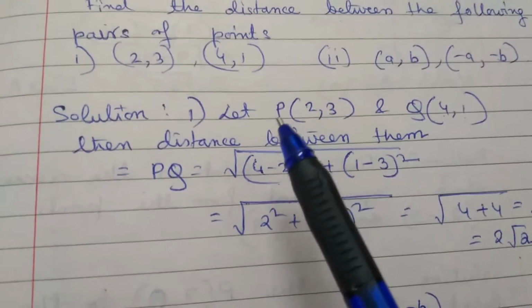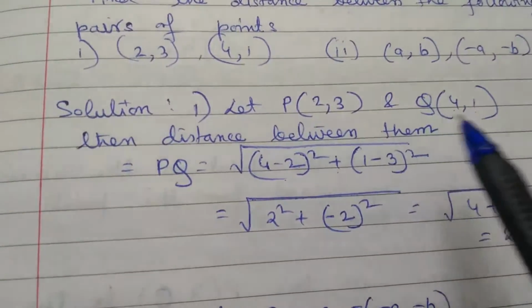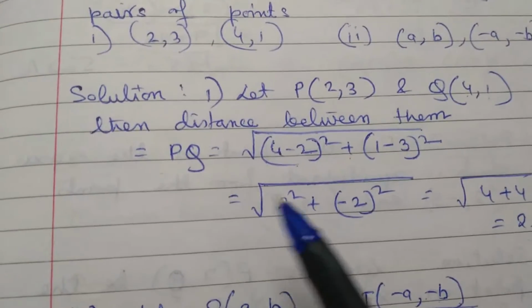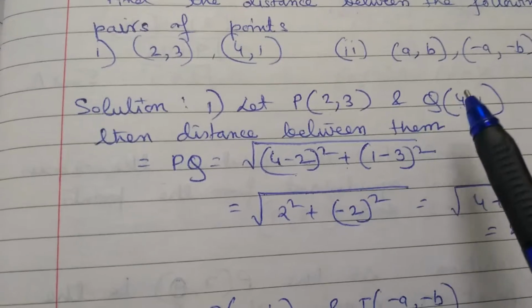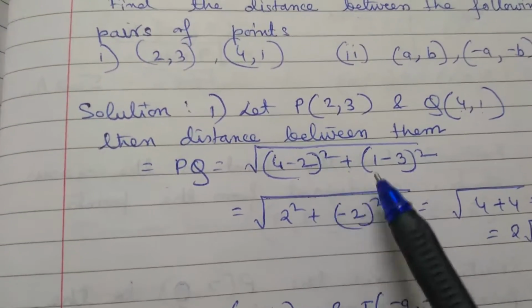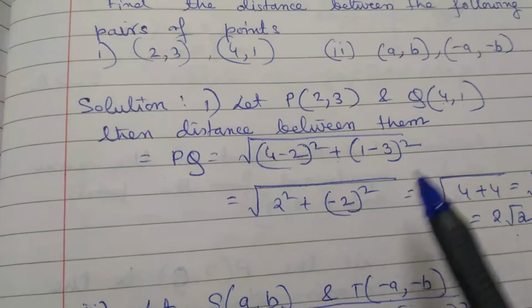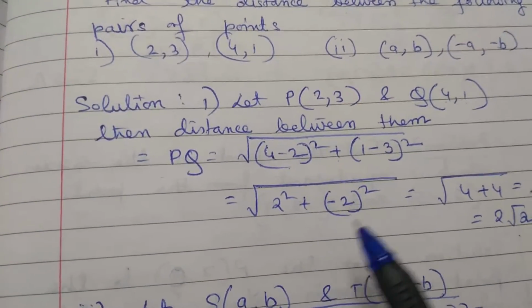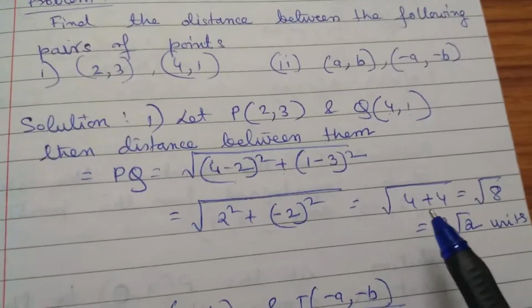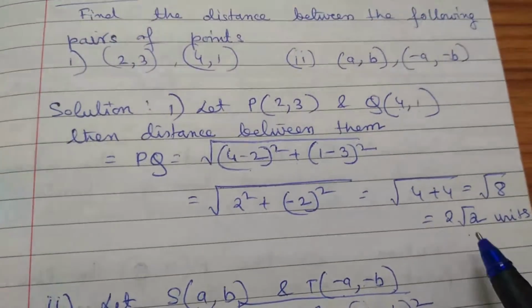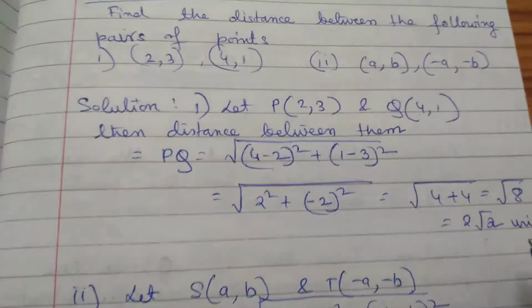So I have given over here P (2, 3) and Q (4, 1). Now the distance between them is PQ. So this is equal to root over of (Q coordinate is 4 minus 2) whole square plus (1 minus 3) whole square. So this is equal to root over of 2 square plus (minus 2) whole square, which is equal to root over of 4 plus 4, that is equal to root over of 8. And so this is equal to 2 root over 2 units.